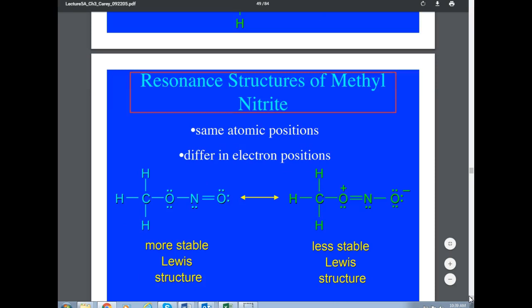But actually, the electrons can move in the real molecule of methyl nitrate. And so sometimes it's in this format, and sometimes it can be in this format. But what we're thinking is, in reality, this electron cloud is kind of smearing between the two. And the way we have drawn the structure is really, in real life, a hybrid between these two structures.